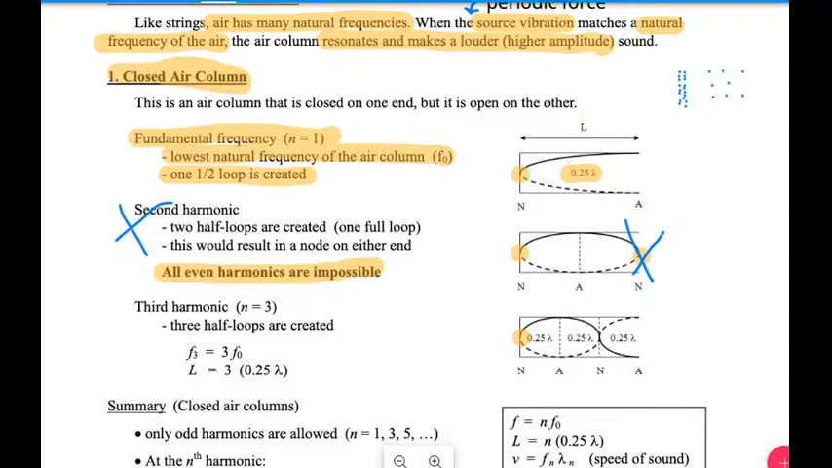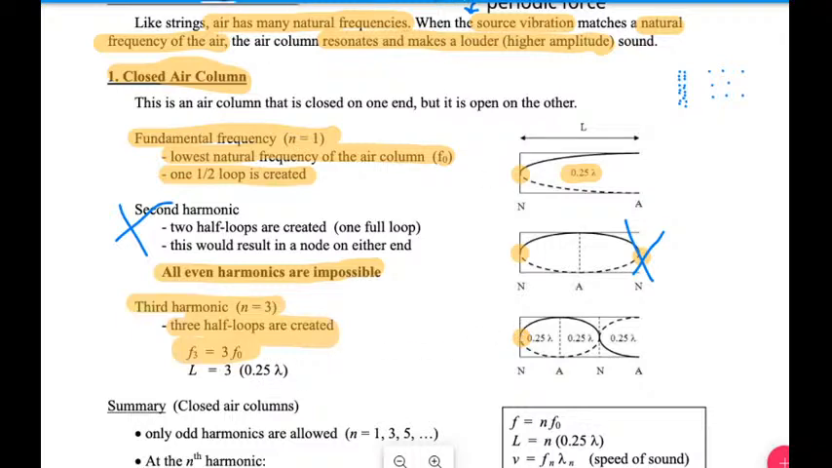And our third harmonic, N3, will just be very similar to our strings. Instead of one half loop, we have 3 half loops. 3 half loops are created, and it's going to be 3 times our fundamental frequency. And the length is going to be 3 times our quarter wavelength, right, or 3/4 of a full wavelength.